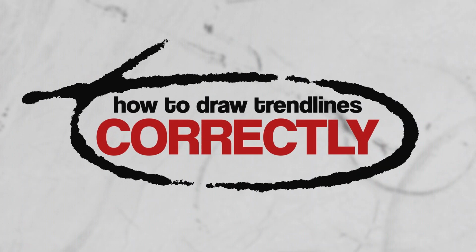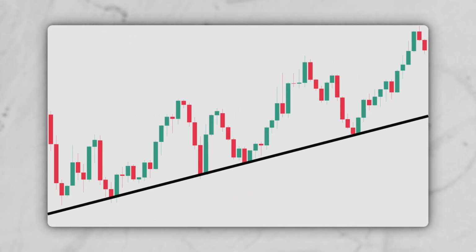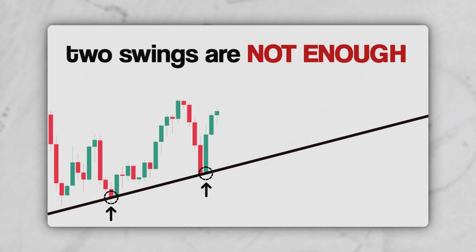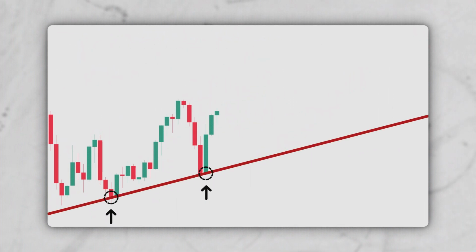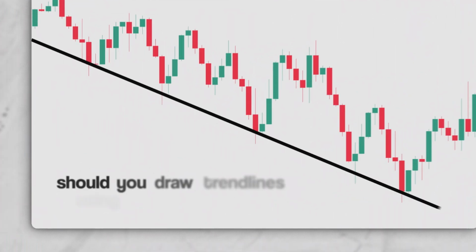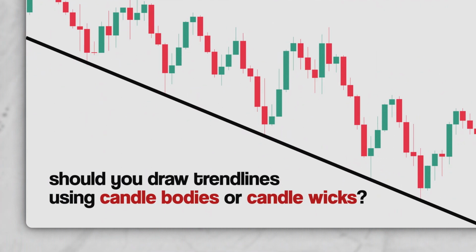Now let's talk in more detail about how to draw trend lines correctly. First, a valid trend line needs at least 3 clear swing points. 2 swings are not enough to consider a trend line reliable. This is where many traders make their first mistake. Now, the most common question, should you draw trend lines using candle bodies or candle wicks?